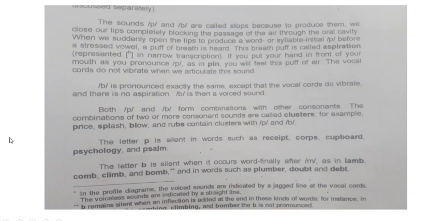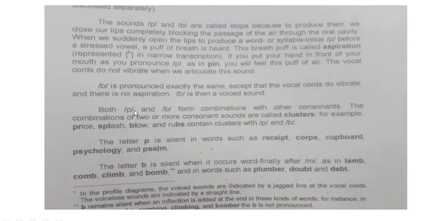The sounds p and b are called stops, where I already read this text. Now let's continue with this. It says b is pronounced exactly the same, except that the vocal cords do vibrate and there's no aspiration. B is then a voiced sound. Remember, we only have aspiration in this case with the sound p.